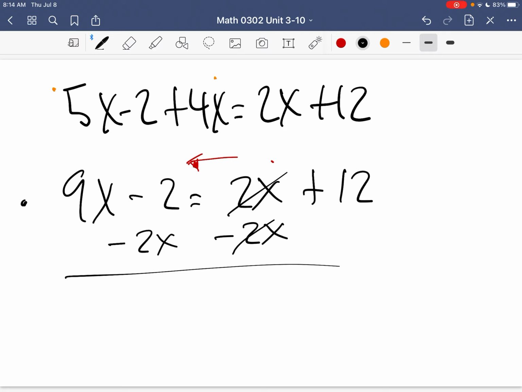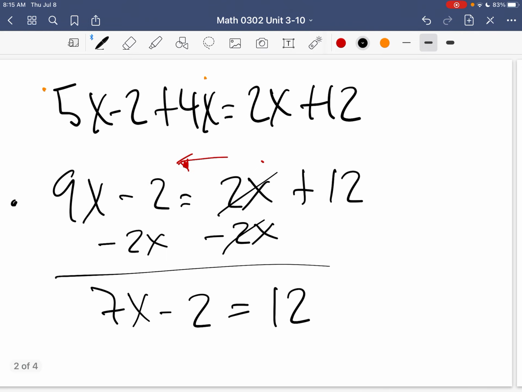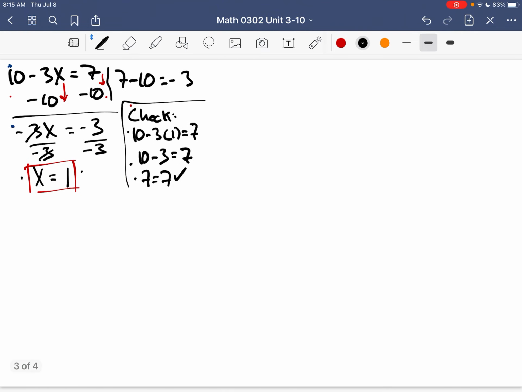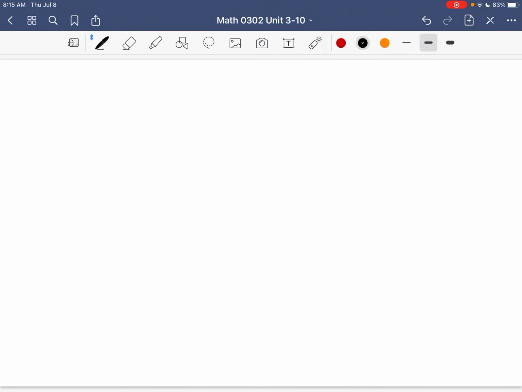Over here, the minus 2x combines with the positive 2x, so that eliminates the term with the variable x on the right-hand side. On the left-hand side, minus 2x combines with the positive 9x. That gives us a positive 7x minus 2 equal to 12.